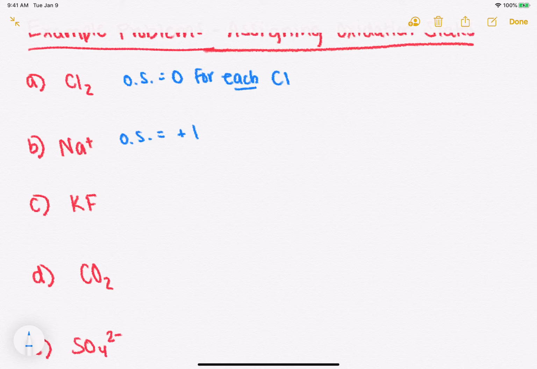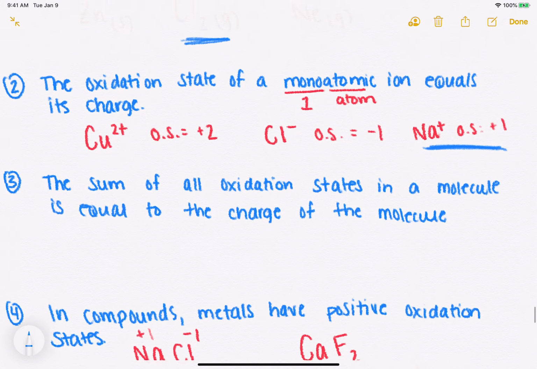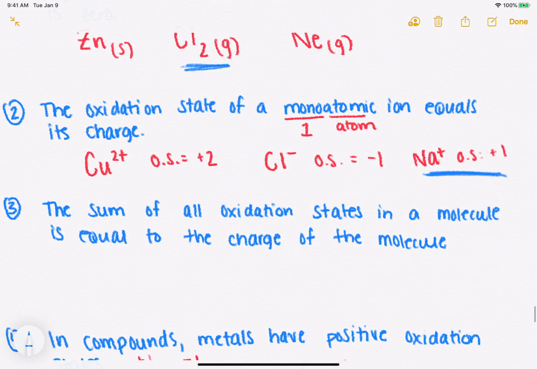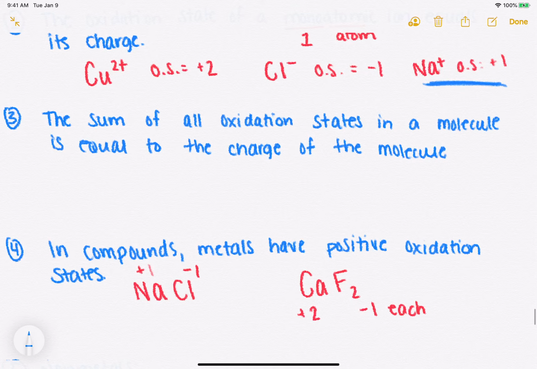Okay, so now we have 2 different atoms in this compound. We have K and we have an F. So we need to identify those oxidation states individually. So again, we go up to our rules. Rule number 1 does not apply because it's not a free element. Rule number 2 does not apply because it's not a monoatomic ion. Rule number 3, the sum of all oxidation states in a molecule is equal to the charge on that molecule. That's something we can use.